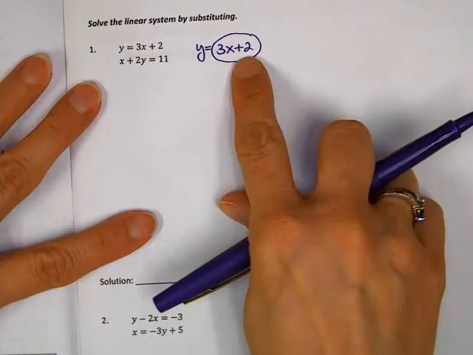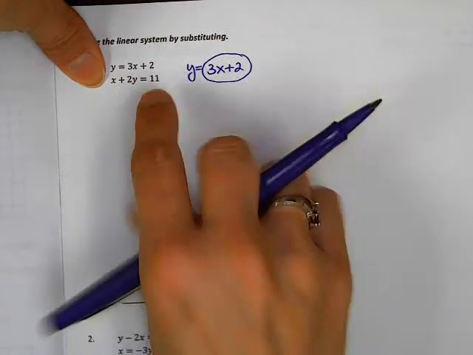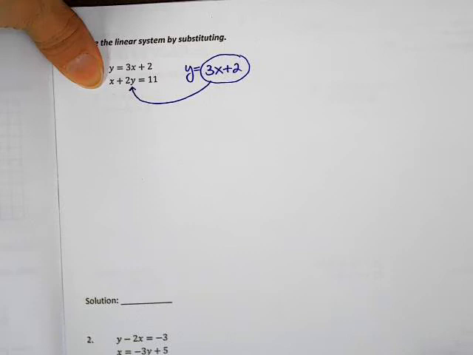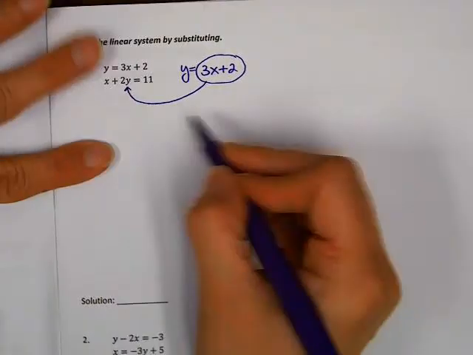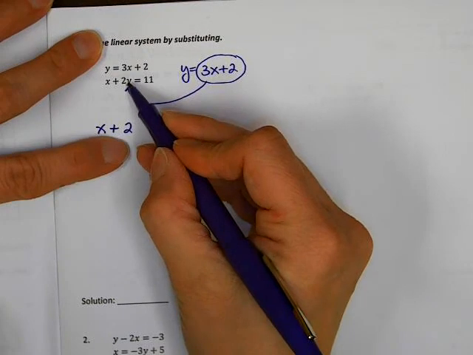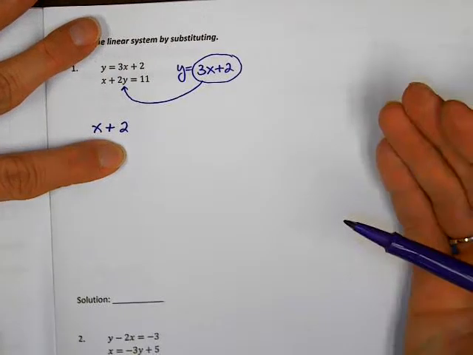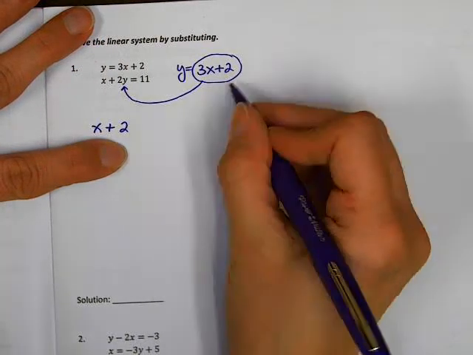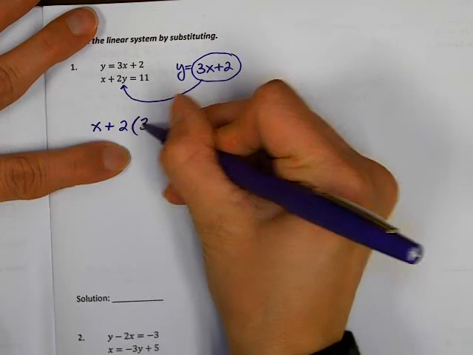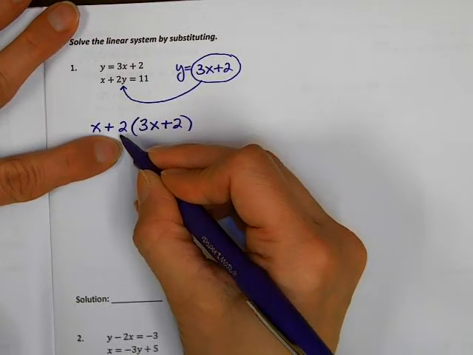All right, so this quantity came from equation 1. This has to go into equation 2. And where is it going to go? It's going to go right there in the y spot. Okay, so let's go ahead and write that down. x plus 2. And now I need to write down this quantity for y. When I say the word quantity, do you know what we have to use here for all this stuff? Yes, we have to use parentheses. 3x plus 2. Very important that that entire quantity gets multiplied by 2.